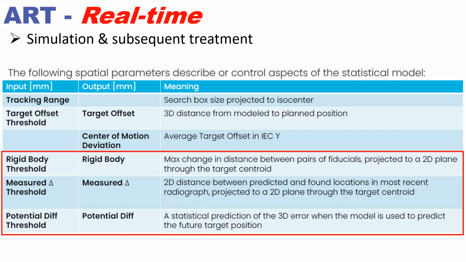And then lastly, the potential difference, which I think is very nice, it's an idea of the uncertainty in the model, which is expressed in millimeters. And what's really nice is it gives you an idea about the PTV margins that you're using. So if you see this go up on a patient, which you've used 3 millimeters and it's gone over 3, you should probably rethink your PTV margin.